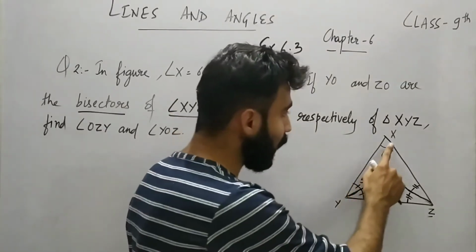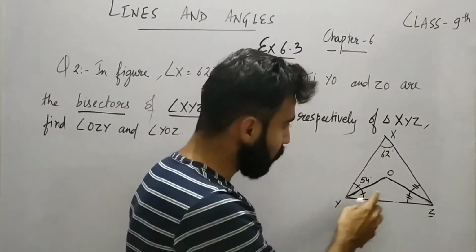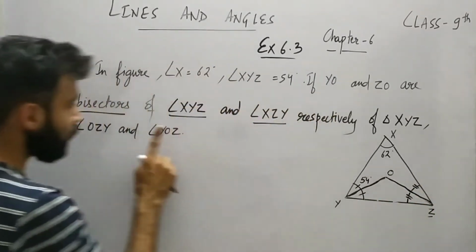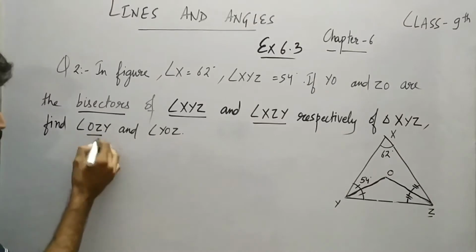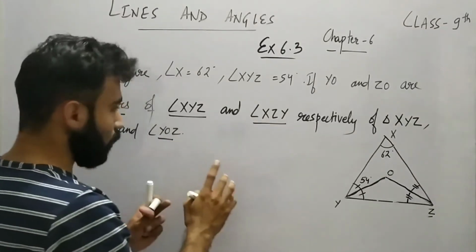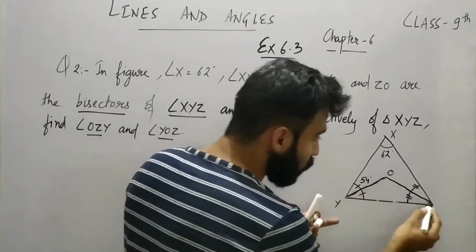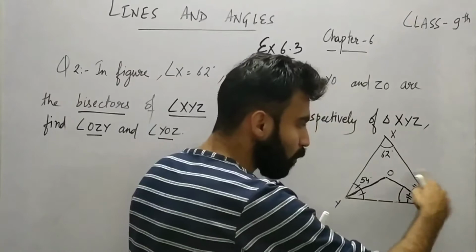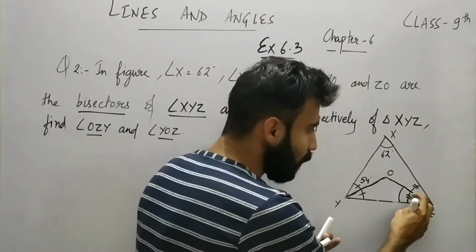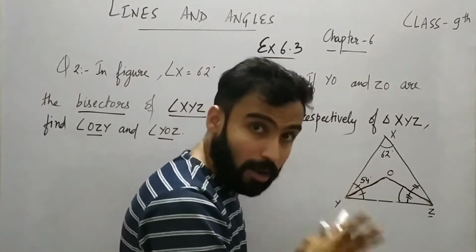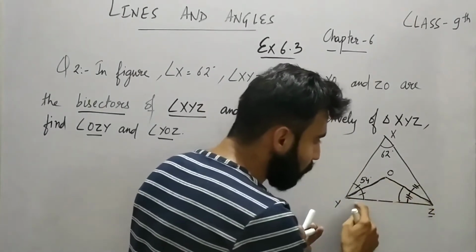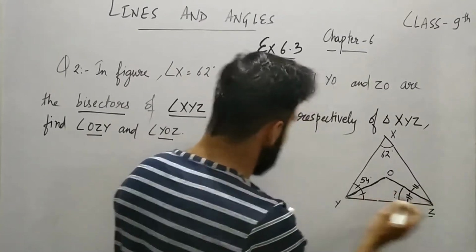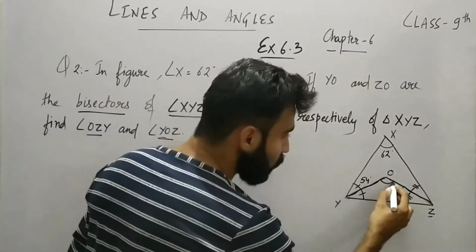Here we know angle X and angle Y, but we don't know angle Z, right? So first thing is we don't know angle Z. Second thing is we have to find out angle OZY and YOZ. Let me tell you where they are. OZY is this angle. If we are able to find the whole angle Z, then simply dividing it by 2, making it half, will give me this angle OZY. Similarly, we have to find this angle YOZ. You can see here, YOZ is this.